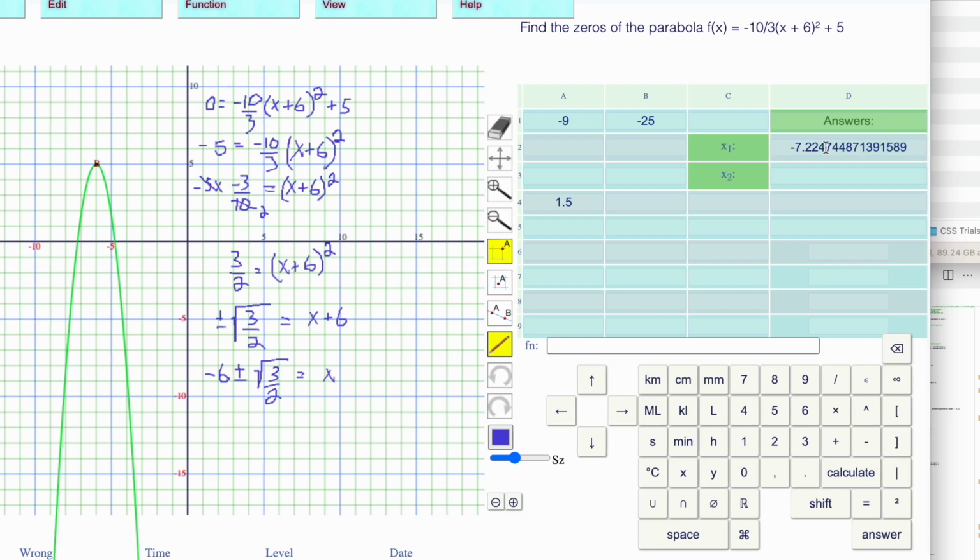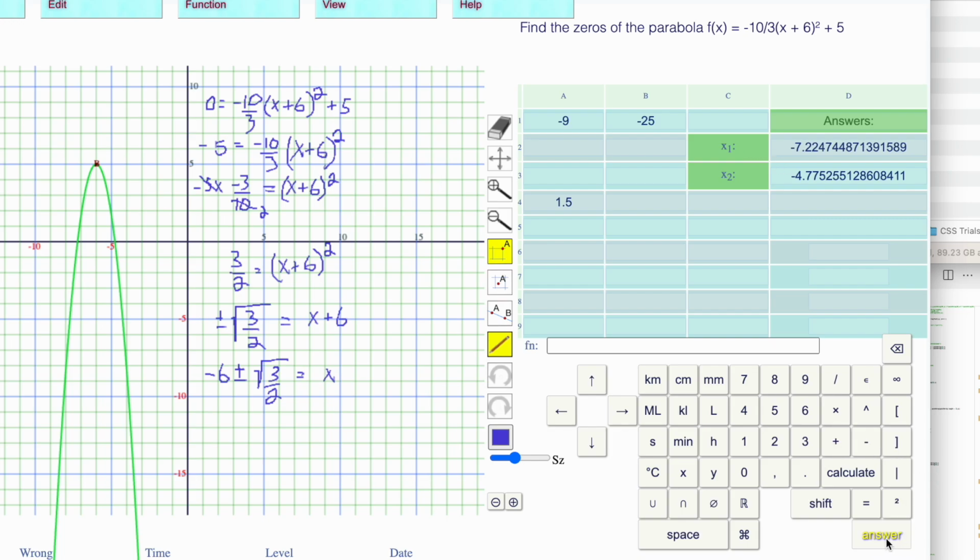That makes sense. Then to get the positive version of that, I'm just going to fill this down so I have the same equation. I'm just going to change this minus to a plus, because remember it's negative 6 plus or minus. We did the minus first, and then we do the plus. We have negative 4.77. That makes sense looking at that number. Those are our two zeros.